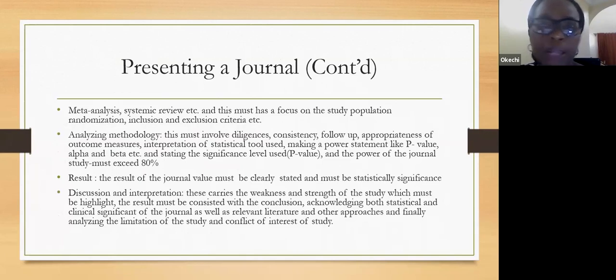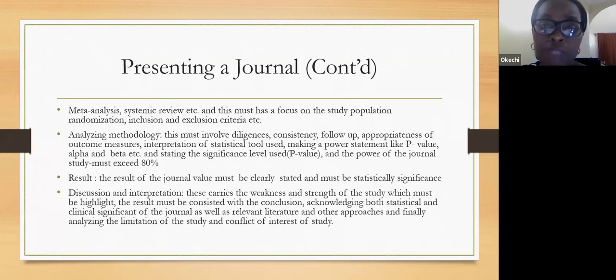Okay, it's still part of it. Journals, looking at the meta-analysis, systematic reviews, this must have a focus on study population, then randomization, inclusion, and well, these are components of journals, and to present a good journal, you must be able to see a whole lot of these analyses on it, the meta-analysis. Then some of them, if they're systematic reviews, and then the randomization, inclusion, exclusion criteria, those are things that make a good journal.